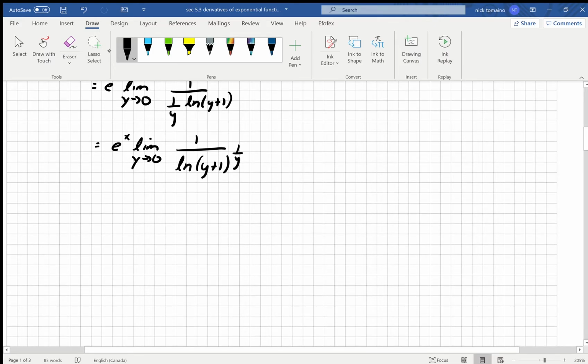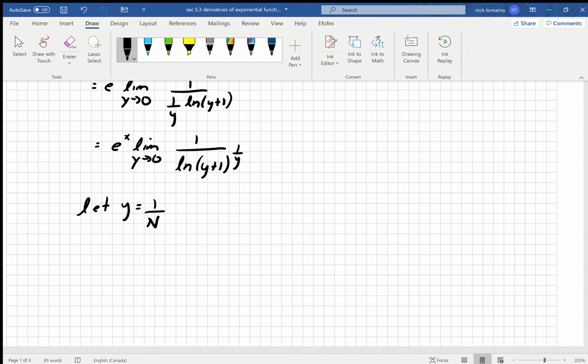What I'm going to do now is say, let y equal 1 over n. This will help it look more familiar. Let y equal 1 over n. Now, as y goes to 0, what happens to n? n must go to infinity, right? Because 1 over infinity is equal to 0.